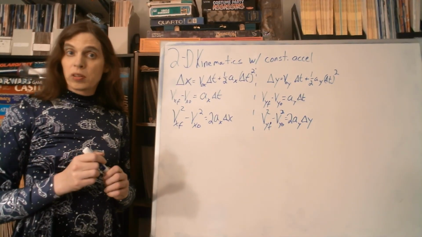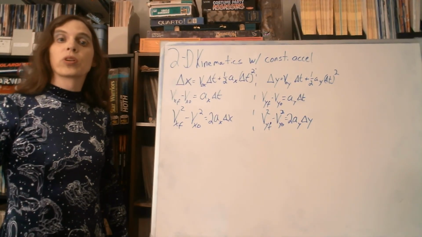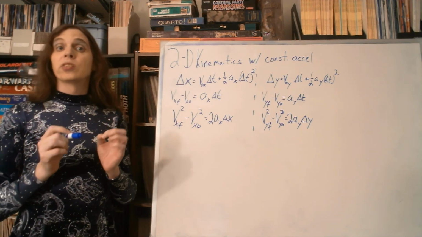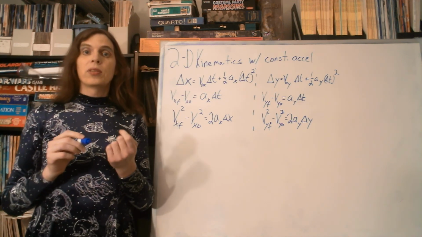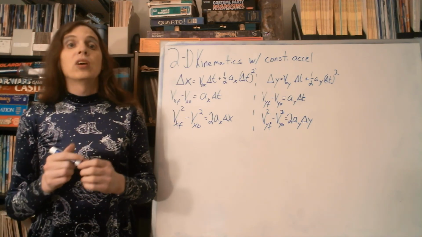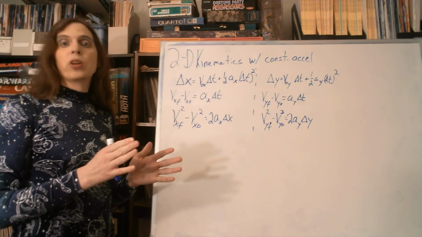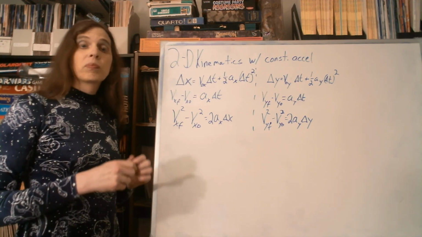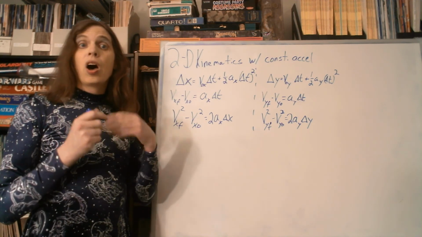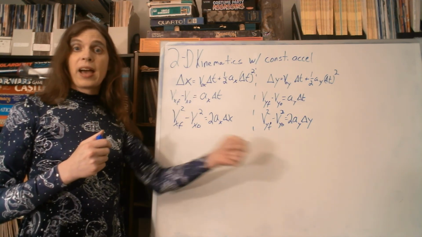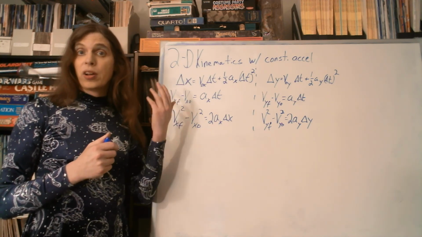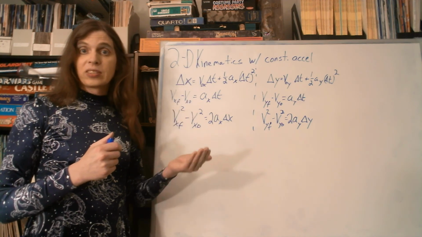Okay, welcome back. Today we're going to talk about kinematics, motion in two dimensions, starting with what we would get if acceleration were constant. The first thing we notice, if we set things up like this, is that we can treat motion along any one coordinate axis as if it's independent from what's going on along another coordinate axis.